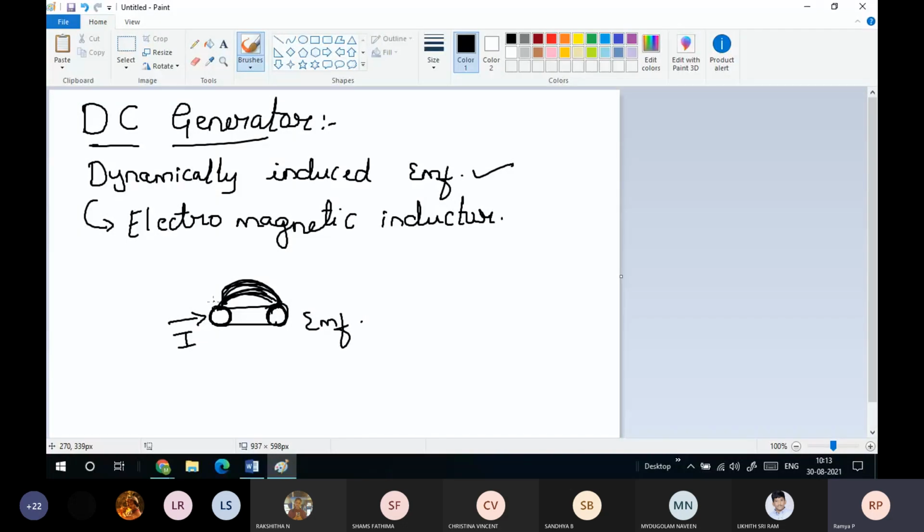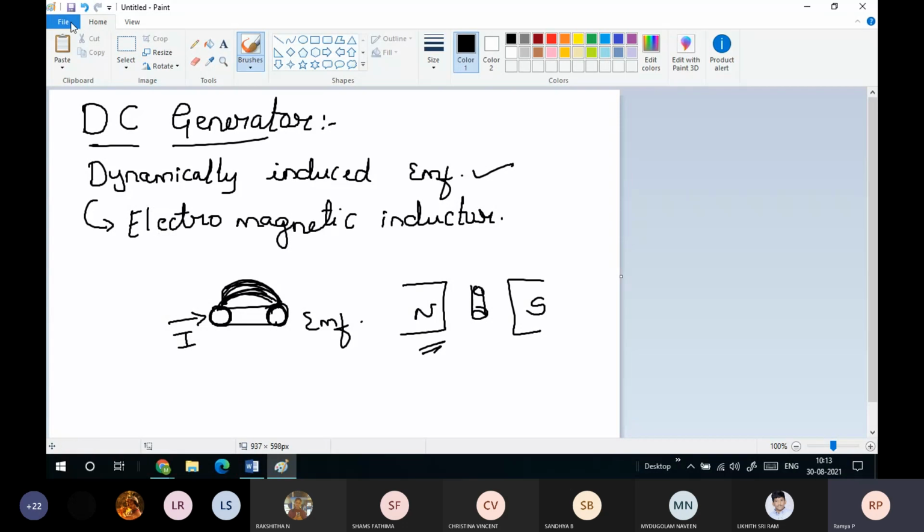Or you can take two bar magnets, north and south, and I have one coil here. Either I move the bar magnets or I move this coil so that the EMF will be induced. You have studied this principle, right? So the general principle of operation of a DC generator is electromagnetic induction.